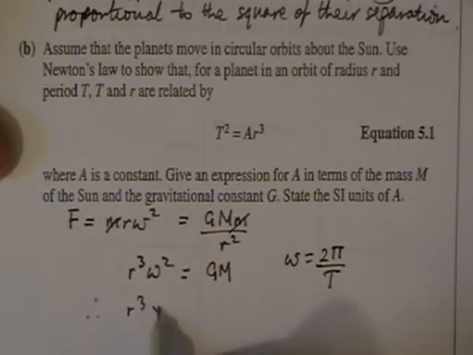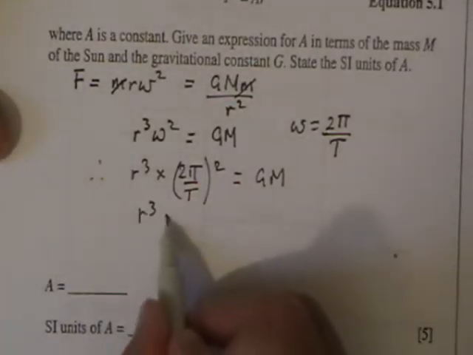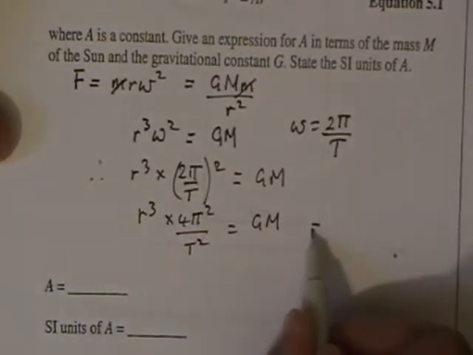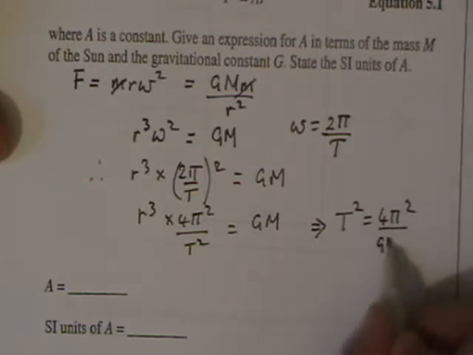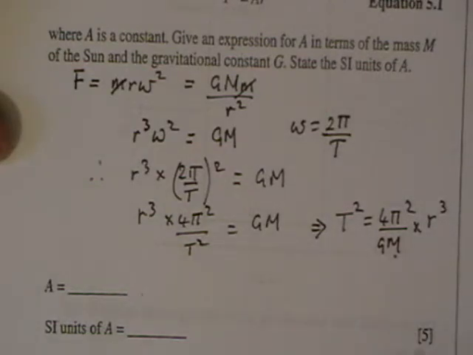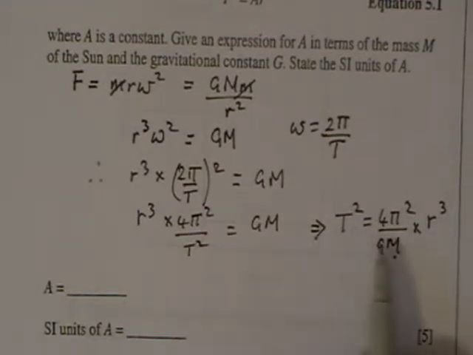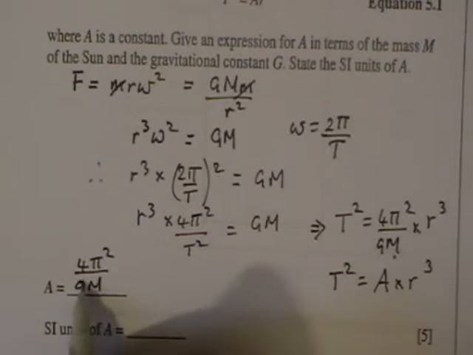Therefore r cubed times (2π over T) all squared equals GM. So I now have r cubed times 4π squared over T squared equal to GM, which if I rearrange gives me T squared equal to 4π squared over GM times r cubed. 4 is a constant, π is a constant, G is a constant, and M, the mass of the Sun, is a constant. So we've got T squared equals A times r cubed, where A is 4π squared over G times M.